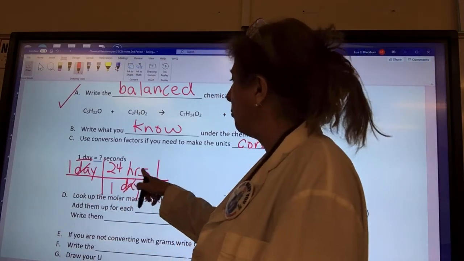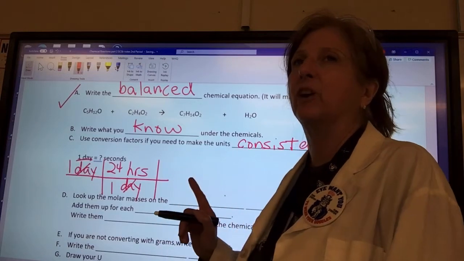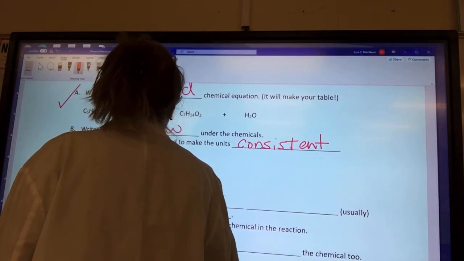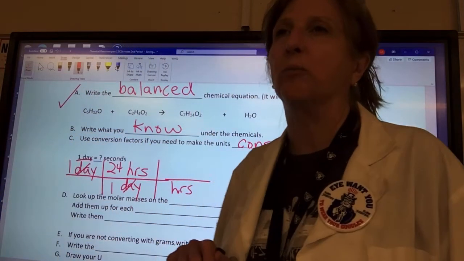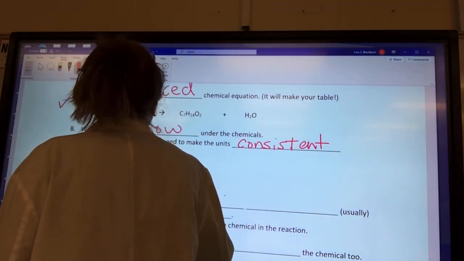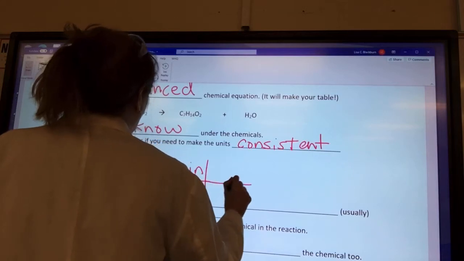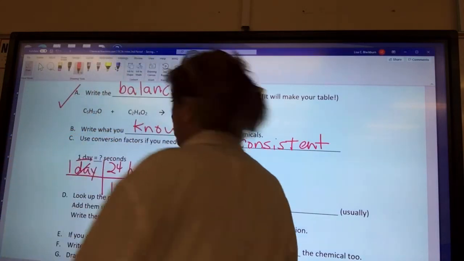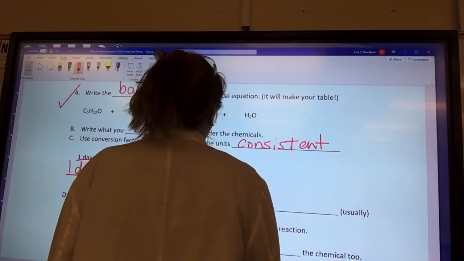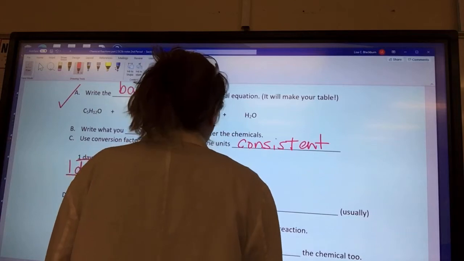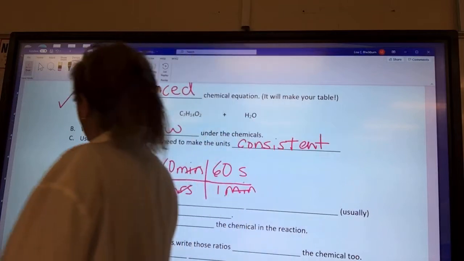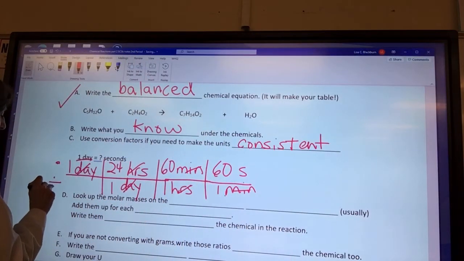Okay, so now I want to get rid of hours. Anything I want to get rid of, I write in the denominator. What do I know about the relationship between hours and something smaller? Well, I know minutes. What's the relationship? 60 minutes and 1 hour. Now I want to get rid of minutes. And I know another one. What is it? 60 seconds is 1 minute. So hours mark out, minutes mark out, and I'm left with what I tried for, seconds. Any number on top you multiply, any number on bottom you divide.